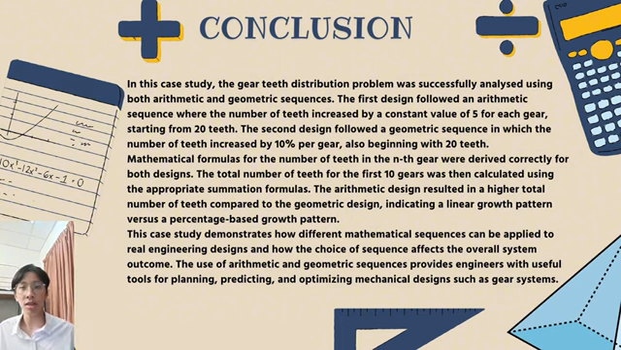This case study demonstrated how different mathematical sequences can be applied to real engineering design, and how the choice of sequence affects the overall system outcome. The use of arithmetic and geometric sequences provides engineers with useful tools for planning, predicting, and optimizing mechanical designs such as gear systems.